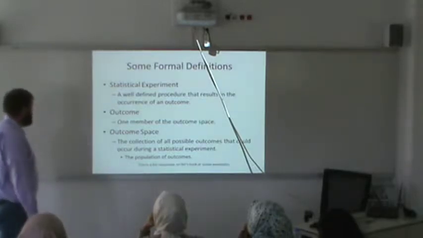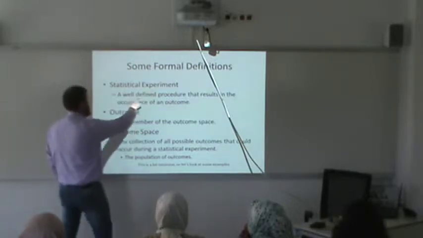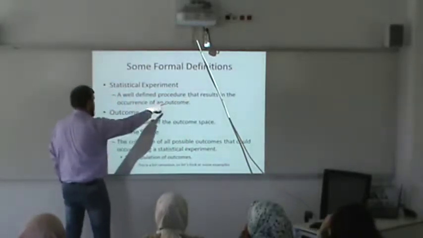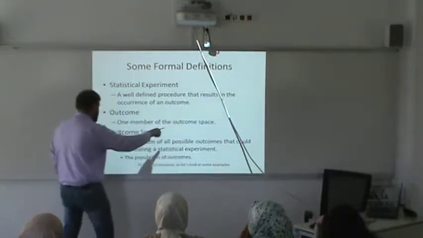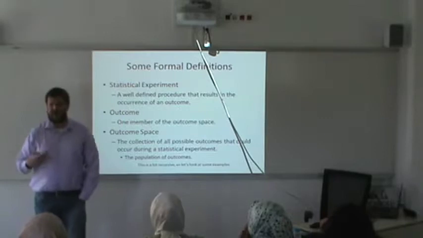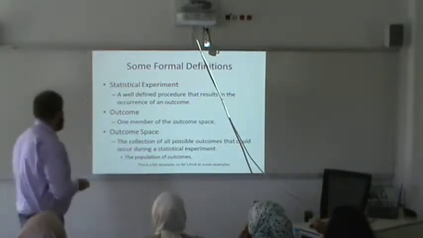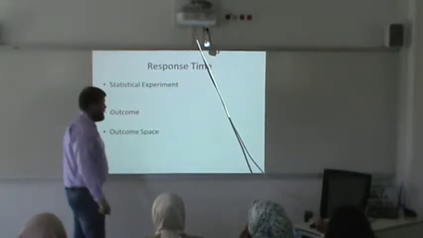All right. So this is a bit recursive. Statistical experiment is a well-defined procedure that results in the occurrence of some outcome, which is a member of the outcome space, which is a collection of things produced by a statistical experiment. This is recursive. This is bad when you want to define things, so my apologies. So let's try to look at some other examples.